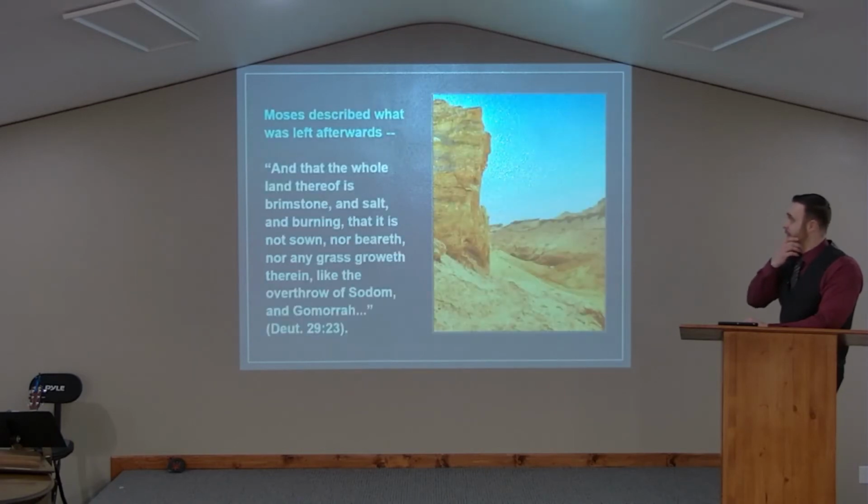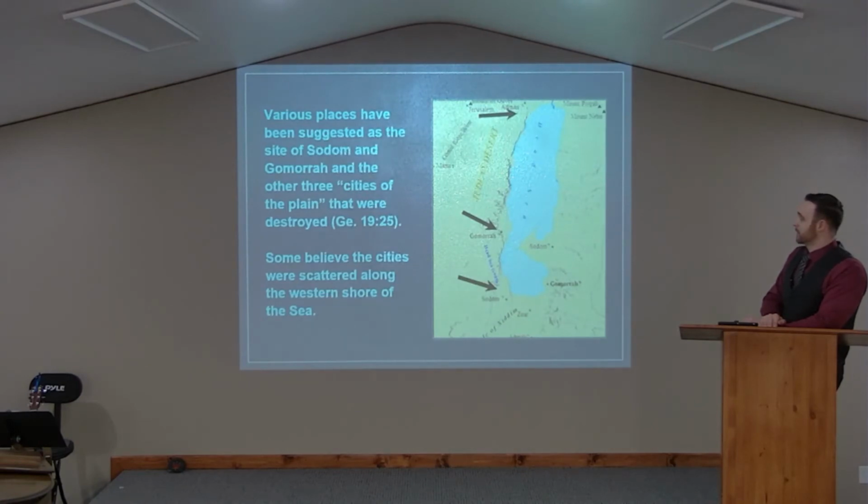But Moses described what was left afterwards and what we see now, that the whole land thereof is brimstone and salt and burning, that it is not sown, nor beareth, nor any grass groweth therein, like the overthrow of Sodom and Gomorrah. It's a nasty, rough place. Now, people have contended for many different locations for Sodom and Gomorrah and the other cities of the plain that were ruined and destroyed by God.